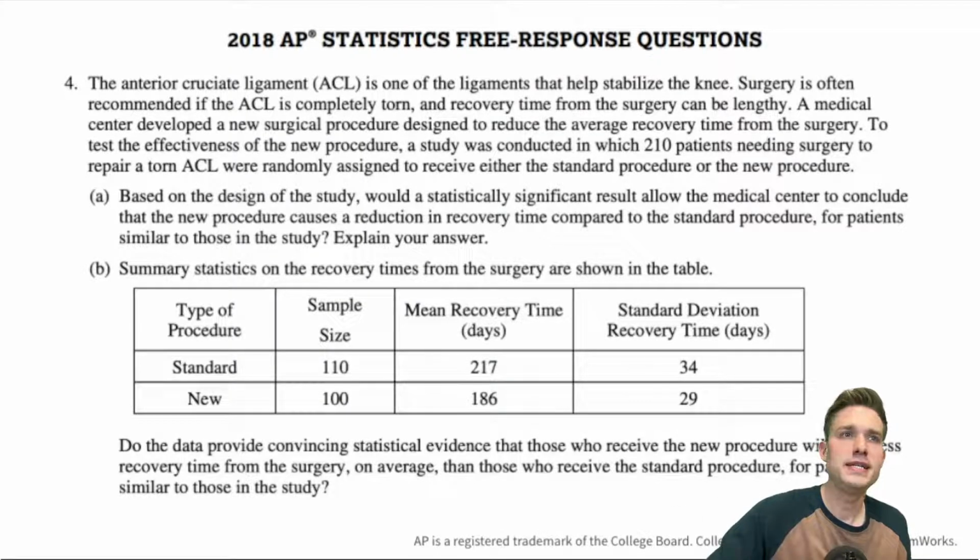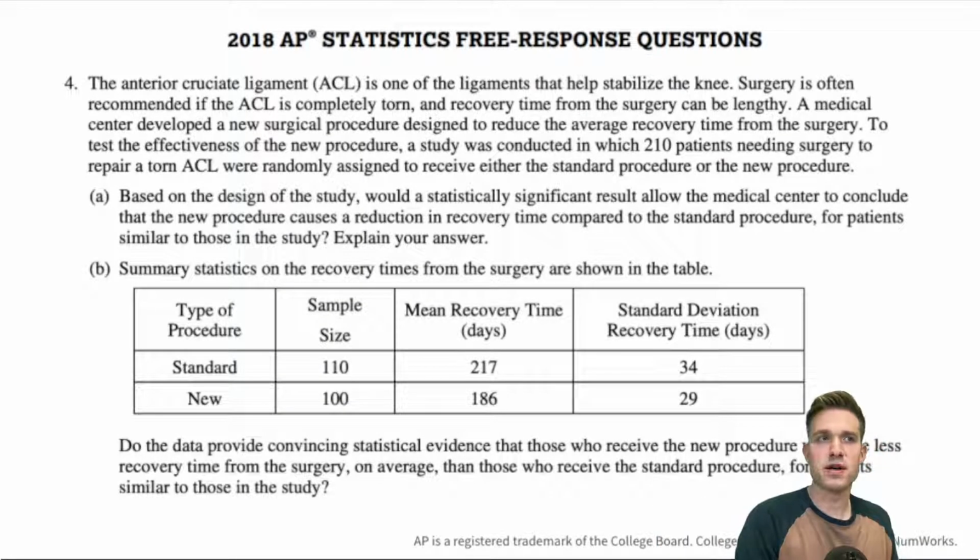So question B states that the summary statistics on the recovery time are shown in our table, and it wants to know, do the data provide convincing statistical evidence that those who receive the new procedure will have less recovery time from the surgery on average than those who receive the standard procedure? So we're looking to see if there really was a reduction.